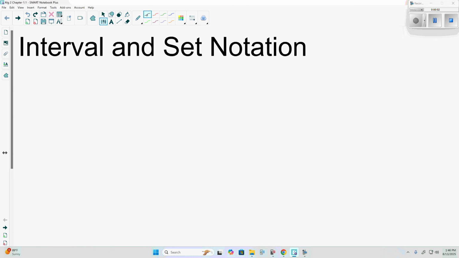Now, chapter one's a little bit all over the place. We're going to talk about sets and set builder notation. We're going to talk about intervals, graphing intervals. We're going to talk about parent functions and transformations. We're going to talk about matrices. We're going to talk about systems of equations. We're going to talk about a little bit of everything in chapter one.